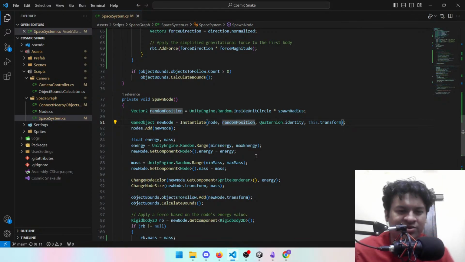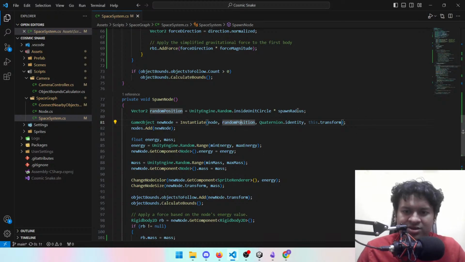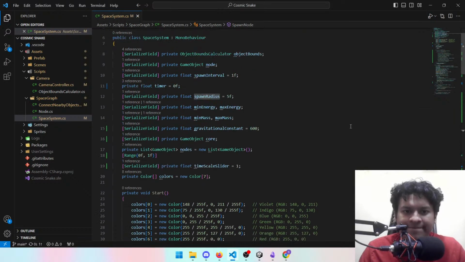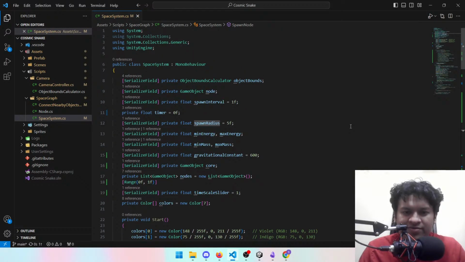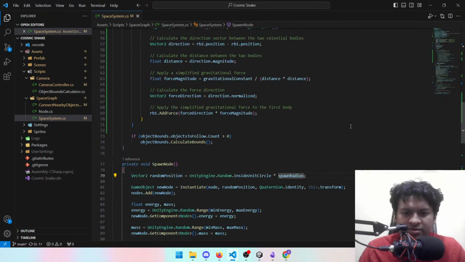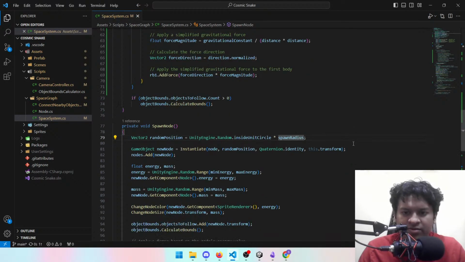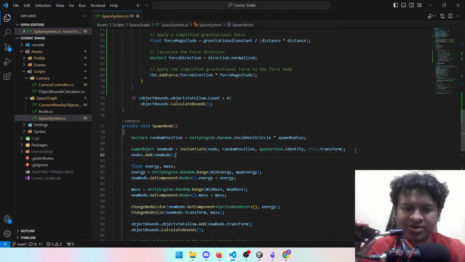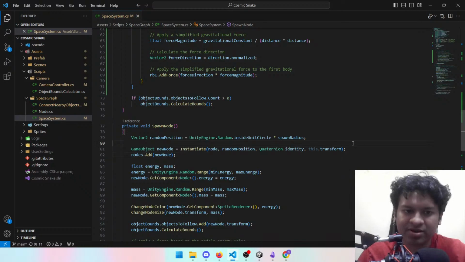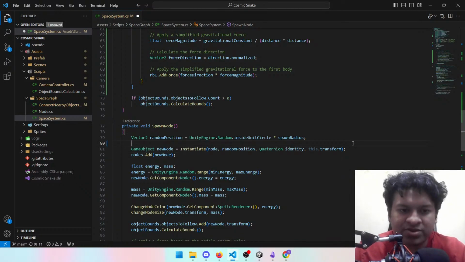Now we have to mess with this so that it always comes outside of the core. Spawn radius. Forgot about that. Let's visualize the spawn, this random position wherever it's coming up. We'll mess with it.